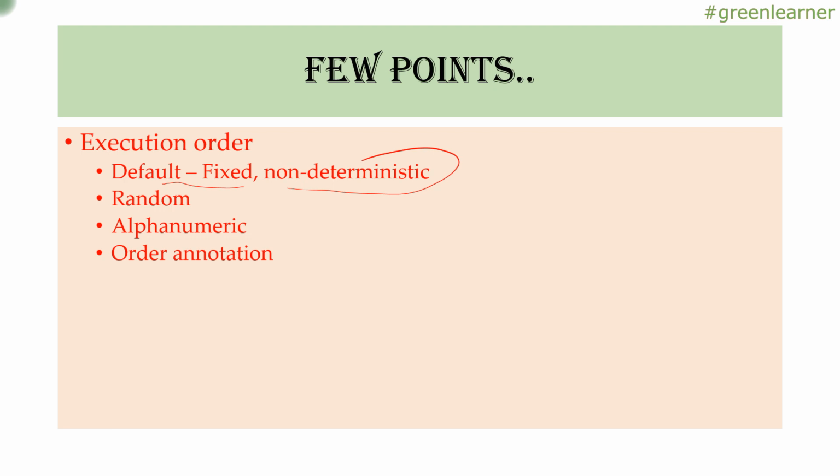You can try it. This is the default behavior, but we can override this default behavior. We can make those orders random, we can make them alphanumeric, and we can make those orders as per our own ease, using the @Order annotation. All right, this is about the first topic.